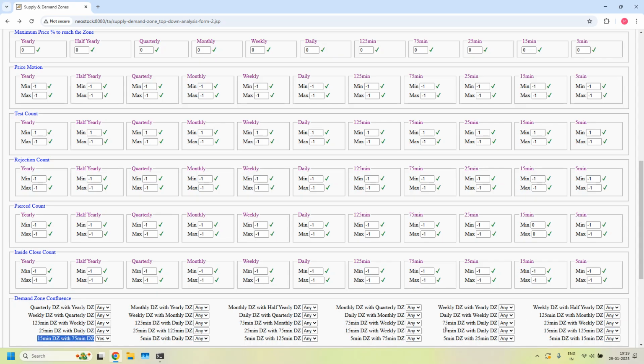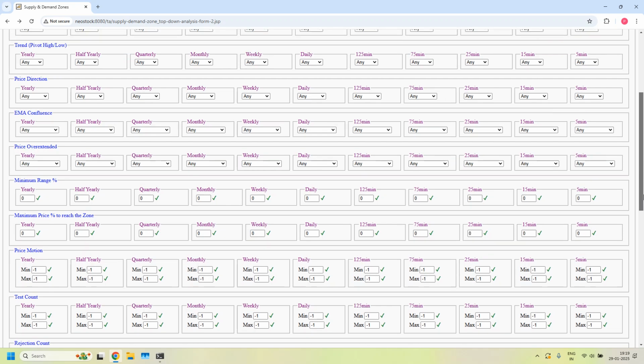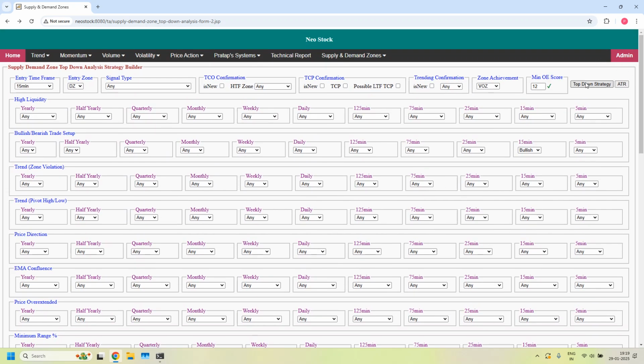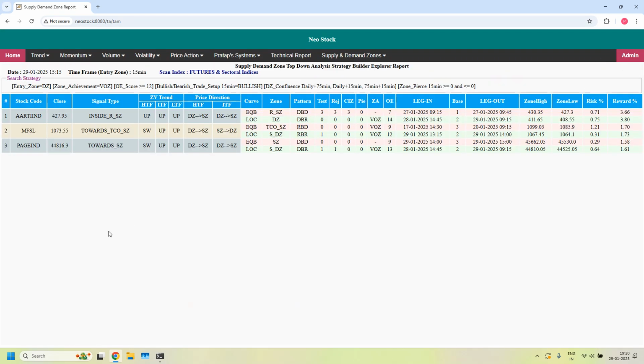And the second filter is 15 minutes demand zone with daily demand zone confluence. Third filter is 75 minutes demand zone with daily demand zone confluence. With all the 3 filters, LTF, ITF and HTF confluence, we got 3 stocks. And in these 3 stocks, these 15 minutes demand zones are part of the 75 minutes demand zone. Both together are again part of the daily demand zone. And daily trend is up in only one stock. If this stock is having daily EMA confluence, it could be an even higher probability supported stock.